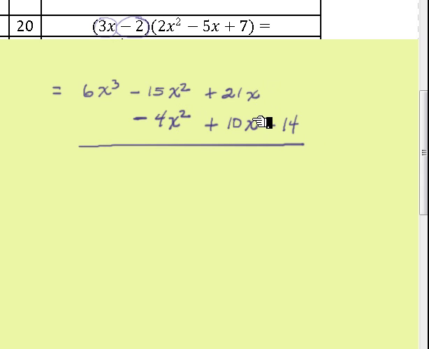Now we add the like terms, add those two columns. First bring down that 6x cubed. Add these two columns, add the coefficients, and we have minus 19x squared. And then add this column, and we have 31x minus 14.